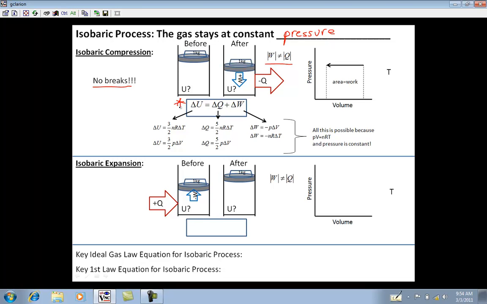All right? Now, with the first law equation, we've seen different things that we can plug in for delta U. You need to have this equation memorized, okay? But because PV equals nRT, I can replace the nRT with PV in this equation. So you need to know how to come up with that equation as well. All right? Now, we can prove that delta Q is equal to 5/2 nR delta T as well. So you need to know this equation, and you need to know this equation.